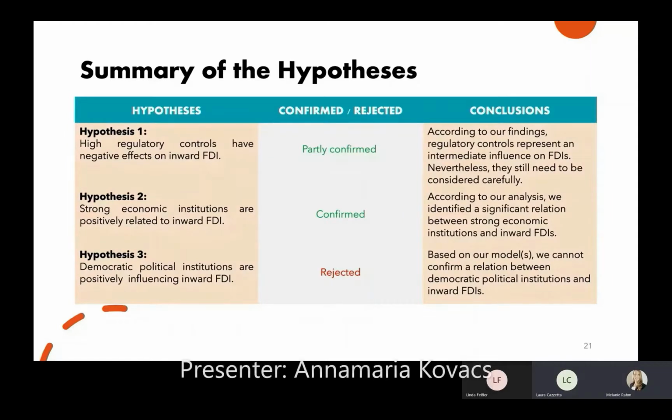So based on our factor and regression analysis, we can partly confirm our hypothesis. Starting off with our first hypothesis, we can conclude that it is only partly valid. Thus, regulatory controls represent an intermediate influence on FDI. Nevertheless, they need to be considered carefully. Our second hypothesis can be confirmed since we identified a significant relation between strong economic institutions and inward FDI. In contrast, based on our model, we cannot confirm a relation between democratic political institutions and inward FDI, and therefore we reject our third hypothesis.